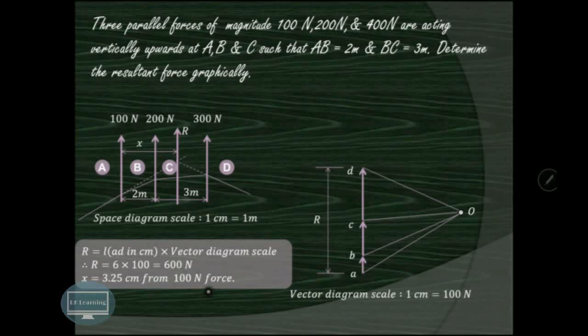Similarly, you can measure this distance X from 100 Newton force, and the distance comes out to be 3.25 centimeter. So in this way we can find out the magnitude, direction and position of the resultant in case of the like parallel forces using the space diagram, vector diagram and funicular polygon.